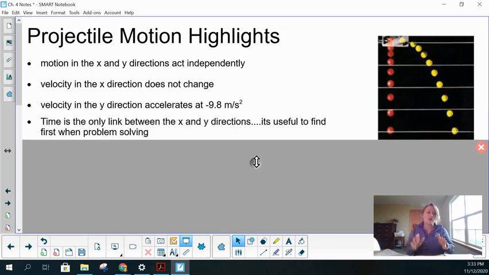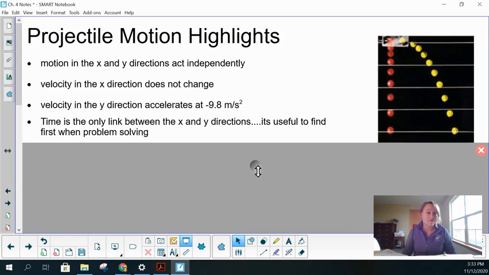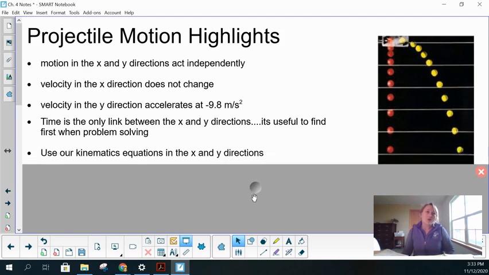What links the x and y directions is time, and so it's oftentimes useful to find at the beginning of a problem. I call it flight time, so how long is the projectile actually in the air? You're going to want to use our kinematics equations in the x and y directions.